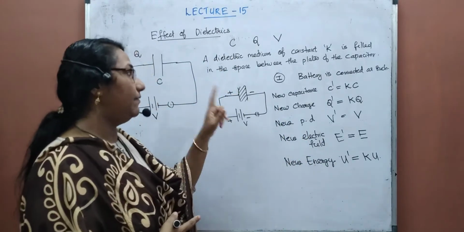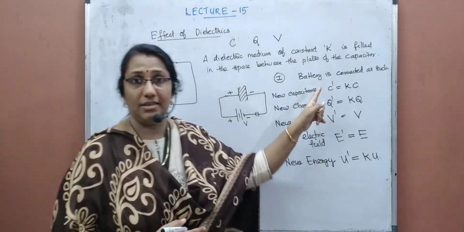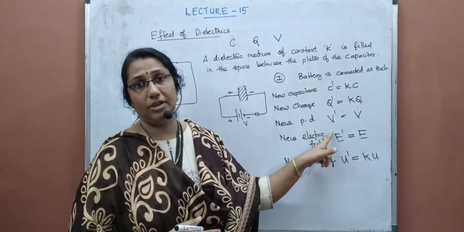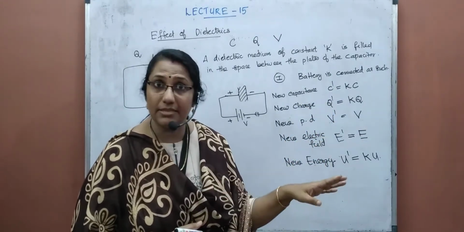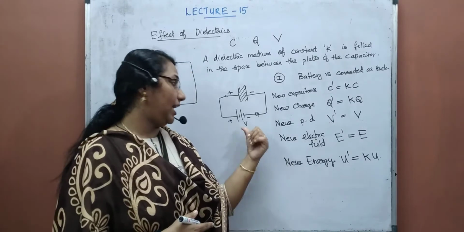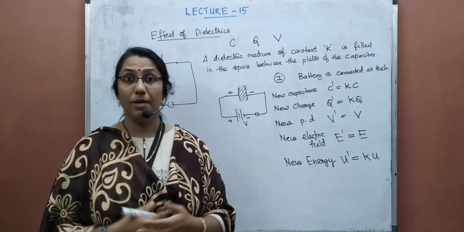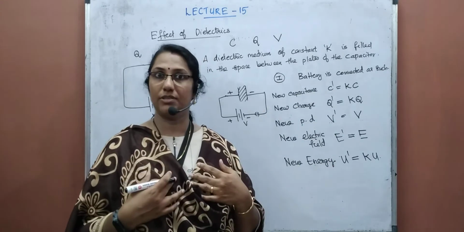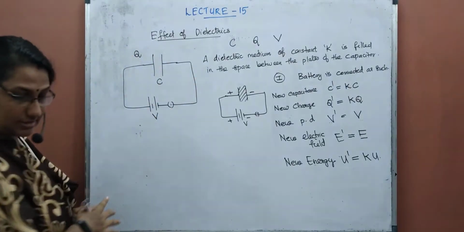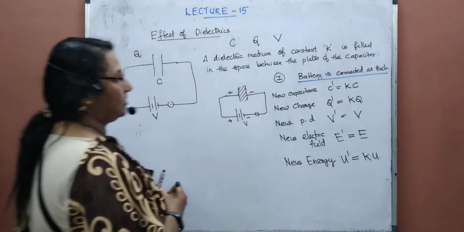That means when a dielectric medium of constant K is filled, the capacitance increases by K, the charge increases by K, whereas the potential and electric field intensity remain the same because they were provided by the external agent. Then the energy increases because more charges are stored. As more charges are stored, more energy is stored. Is it clear? That is the effect of dielectric when the battery is connected as such.